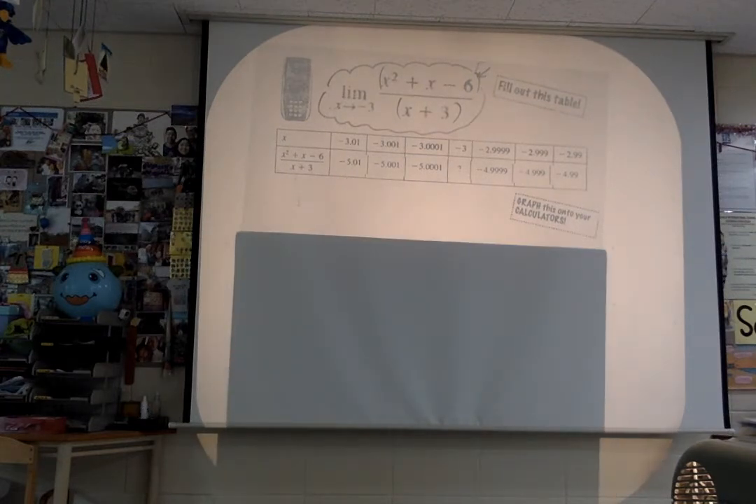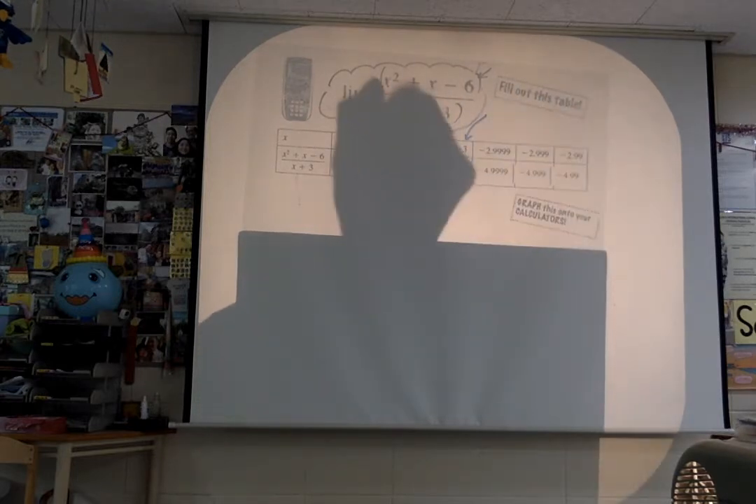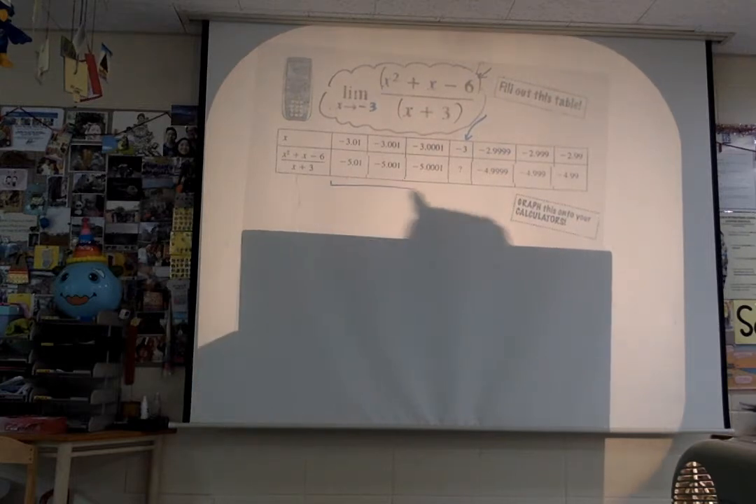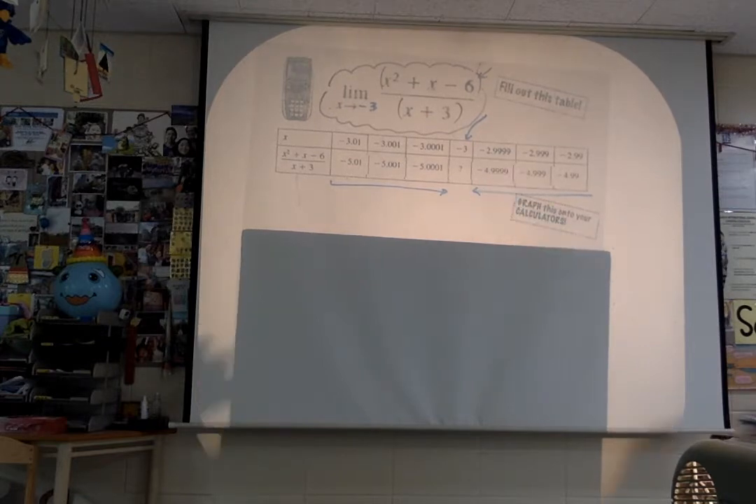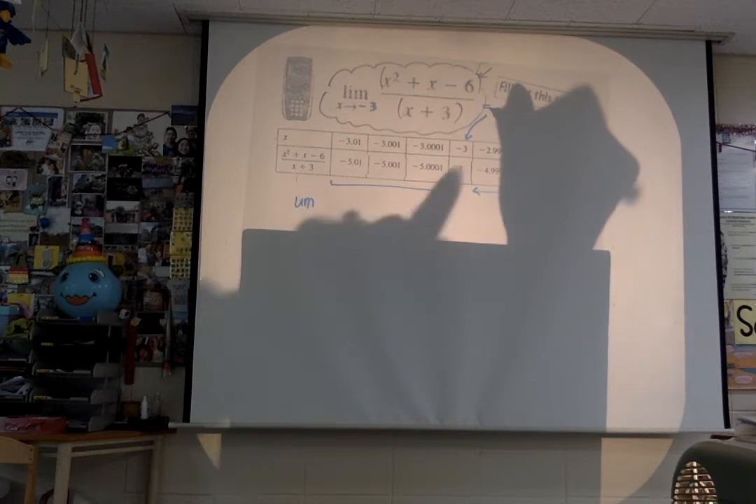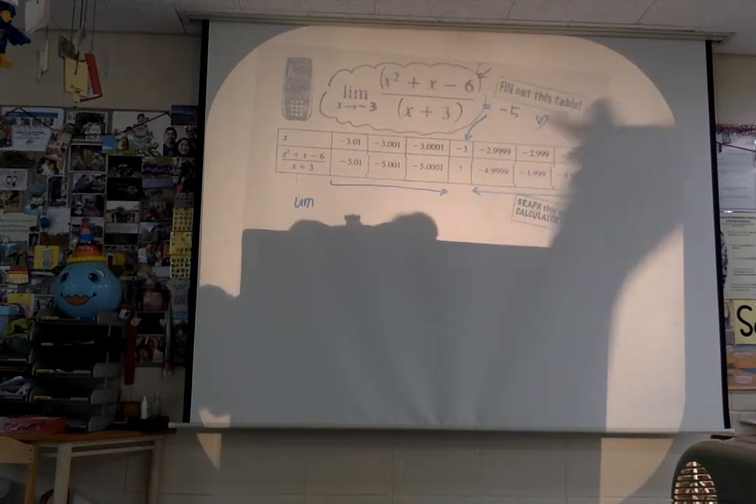So remember, when you're finding a limit, it doesn't matter what happens at negative 3. It matters as it approaches negative 3. So did you get something like this? As it's getting closer and closer to negative 3, what's happening? What do you notice? The limit, we'll just write it here. The limit is what? Negative 5. Good job. Okay, it's negative 5.